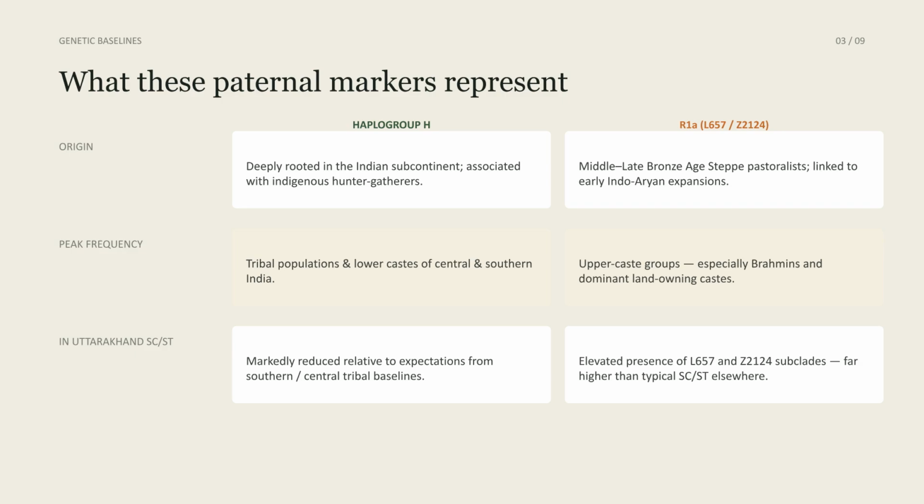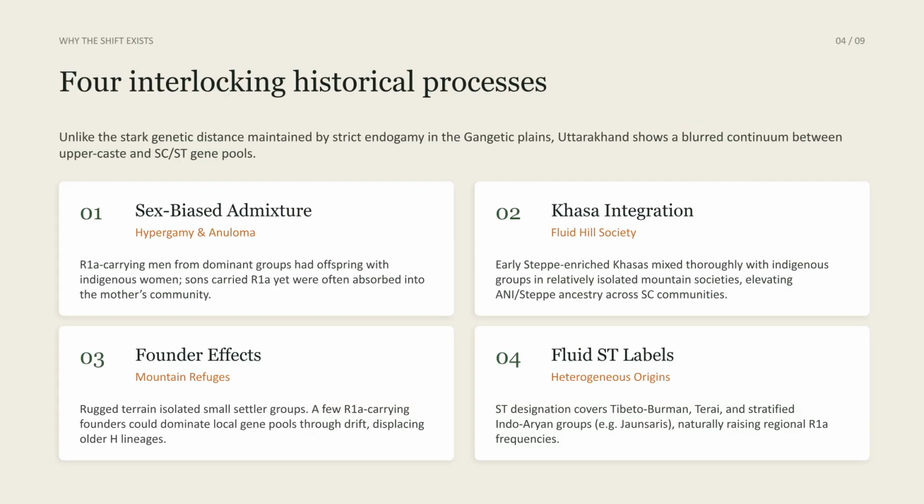These markers represent distinct histories. Haplogroup H is deeply rooted in the subcontinent. In contrast, R1a subclades trace back to steppe pastoralists. In Uttarakhand, however, we see an unusual elevation of these R1a markers within SCST communities. Four processes drive this: sex-biased admixture, the integration of the Khasas, specific founder effects in isolated mountain terrain, and the fluid nature of tribal labels which encompass diverse ancestral groups.